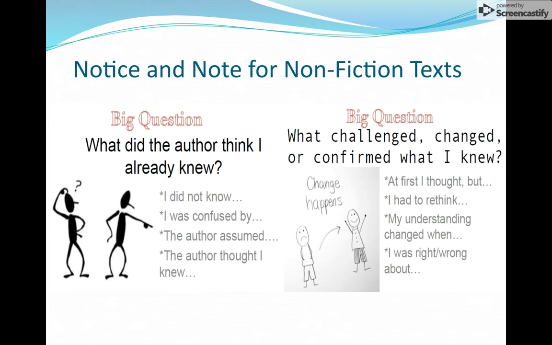The other big question is, what did the author think I already knew? Did I know what was being said? I was confused by what? The author assumed I knew stuff, but I didn't. So a lot of times the author thinks you know more than you do. So this is an opportunity for you to identify that.